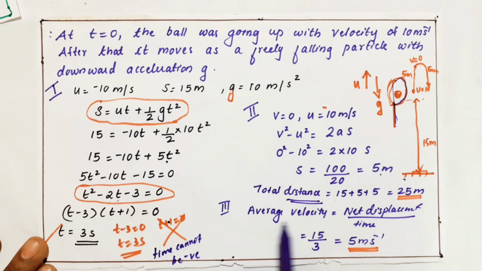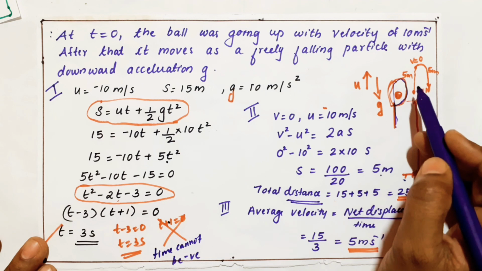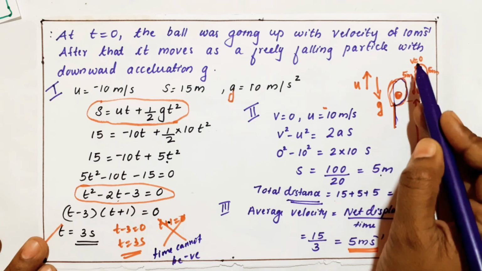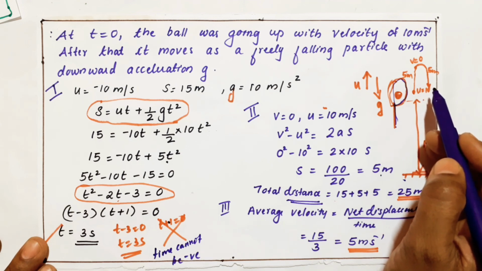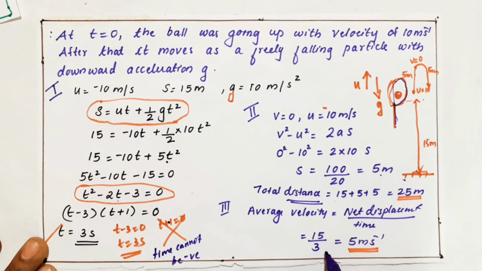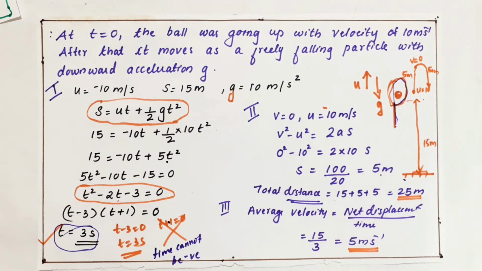But in the third option, they are talking about average velocity. What is average velocity? Net displacement by time. What is the net displacement? When the ball is going up, coming down here, up 5 meter, down 5 meter. 5 meter cancel, because this is going up, this will coming down. Displacement is a vector quantity. So we take only the down, that is 15. 15 by what's the time taken? Time taken is 3 seconds. So 15 by 3, that is 5 meter per second.